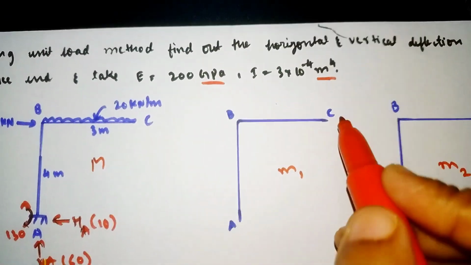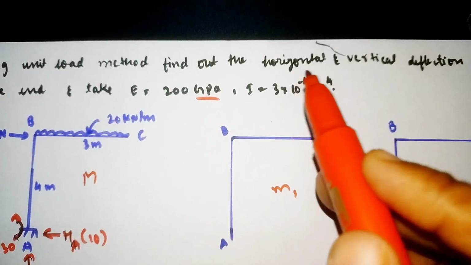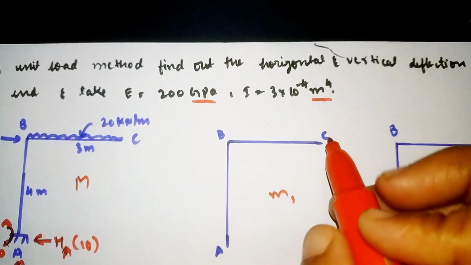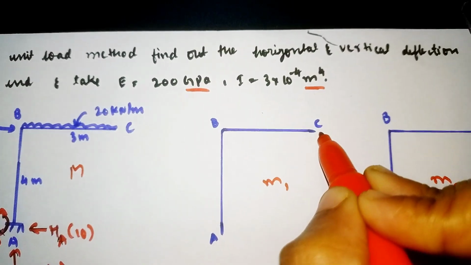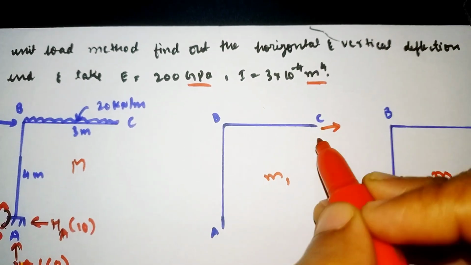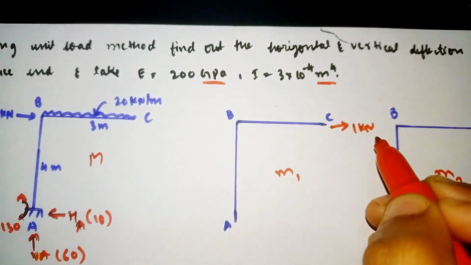I have removed here. We need to apply the unit load of 1 kilonewton horizontal. So for finding out the horizontal deflection, we need to apply, at point C, a unit load of 1 kilonewton. So it has an intensity of 1 kilonewton.